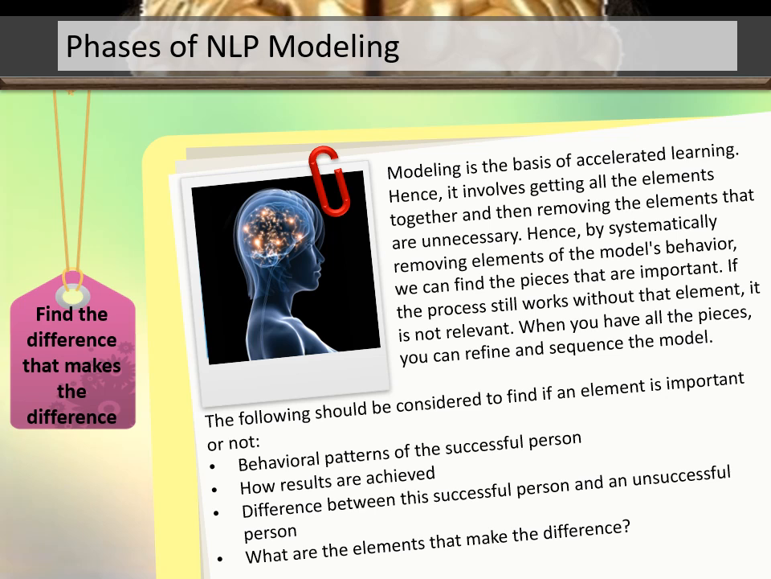When you have all the pieces, you can refine and sequence the model. The following should be considered to find if an element is important or not. Behavioral patterns of the successful person, how results are achieved, difference between this successful person and an unsuccessful person. What are the elements that make the difference?